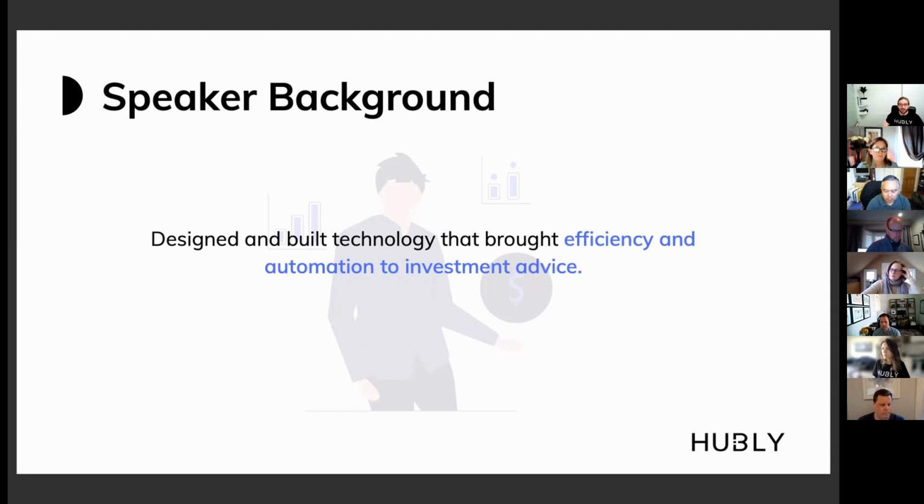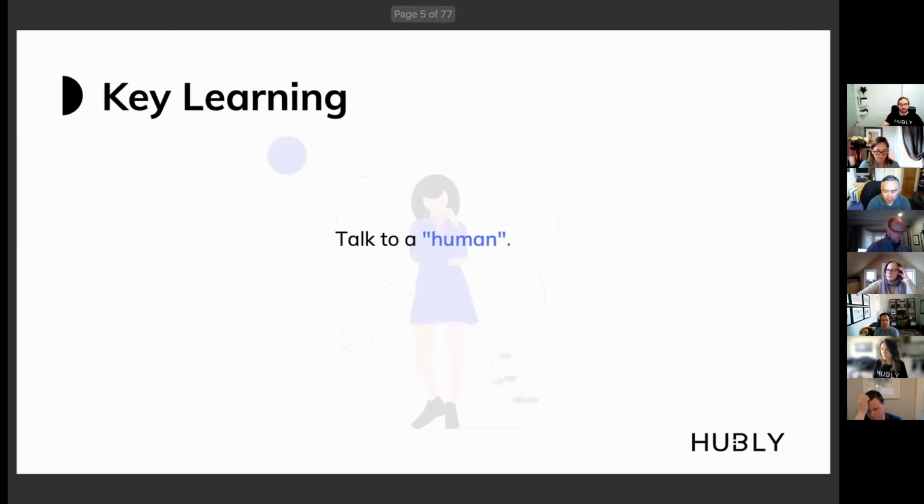And the one thing that I really learned is that no matter how much automation we implemented at the robo-advisors, every single client always wanted to talk to a human. And it always came back to that. They wanted more human contact, and it was almost near impossible to code that away.